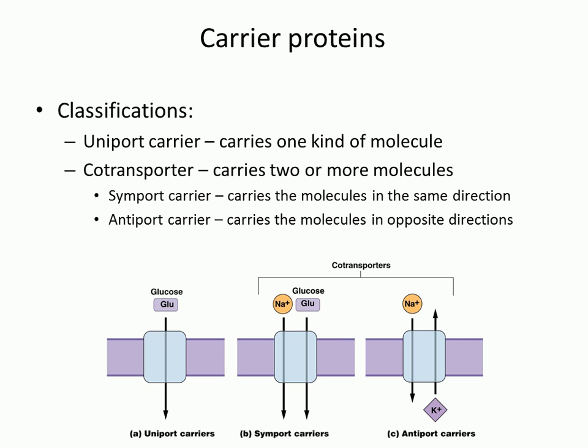But that gets confusing and it's horrible to think about, so we'll keep it simple. All right? And so uniport, we're always going to carry one kind of molecule. With co-transporter, we're going to be carrying 2, and then we have to consider how we are carrying these molecules. Are we carrying them in the same direction, or are we moving things in opposite directions? When we move things in the same direction, that's called symport, and when we're moving in opposite directions, it's antiport. And that's what these two things are doing over here. Here's our antiport. We're moving sodium in one direction, potassium in another. Here, we're moving sodium and glucose together.